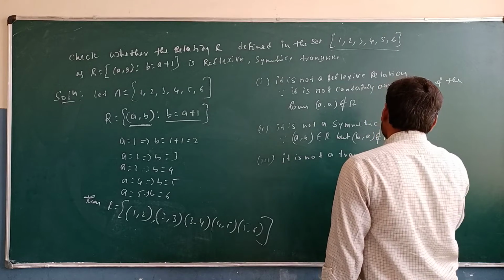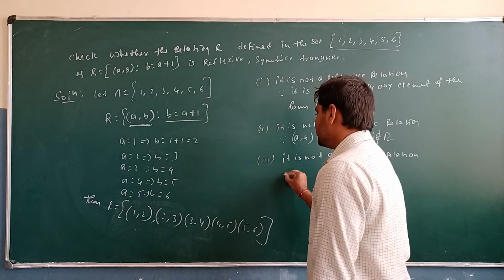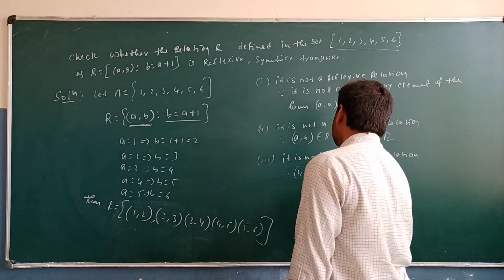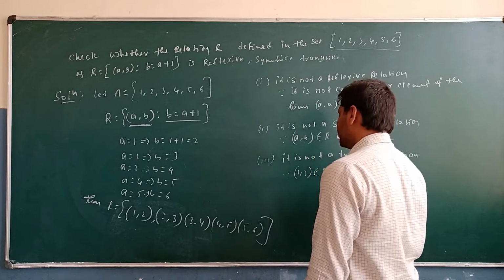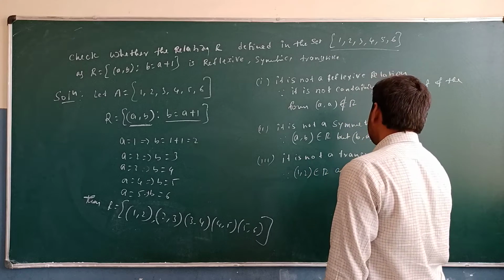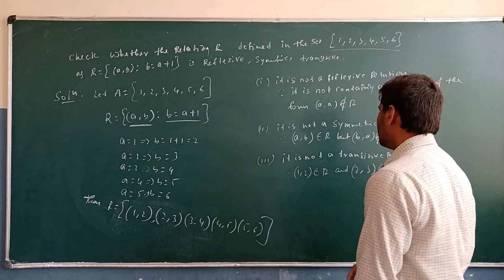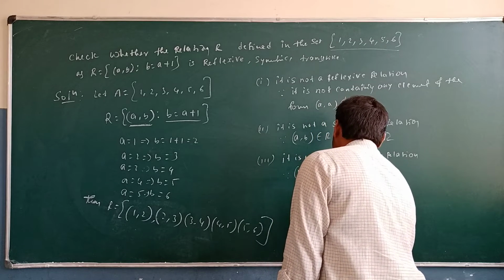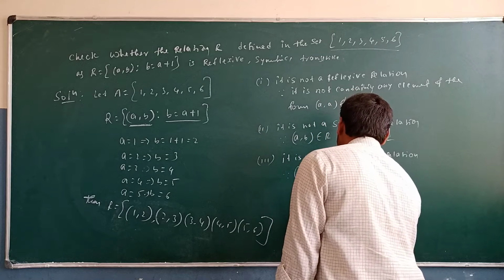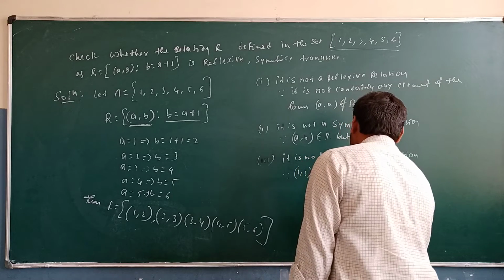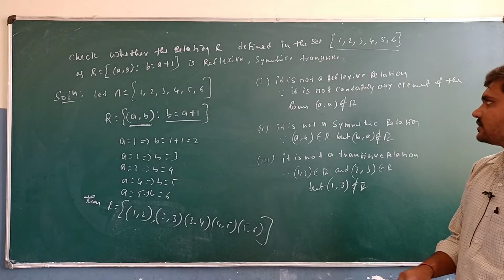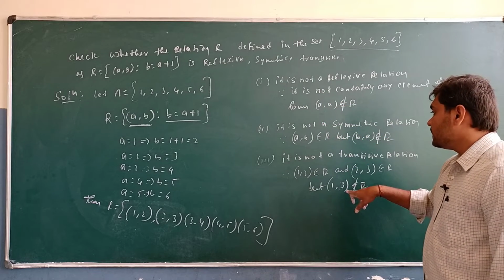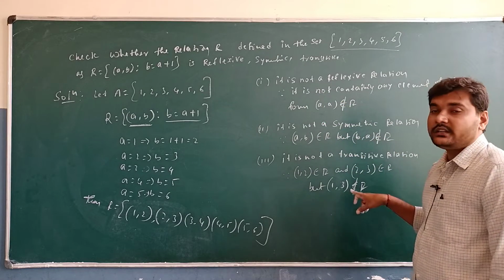It is not a transitive relation because, as an example, 1 comma 2 belongs to R, and 2 comma 3 belongs to R, but 1 comma 3 does not belong to R. So it is not reflexive, it is not symmetric, and it is not transitive.